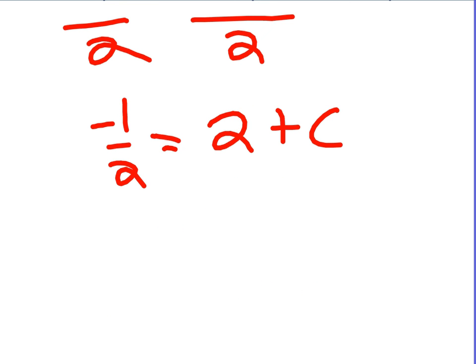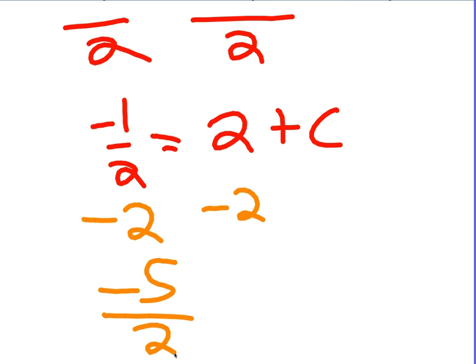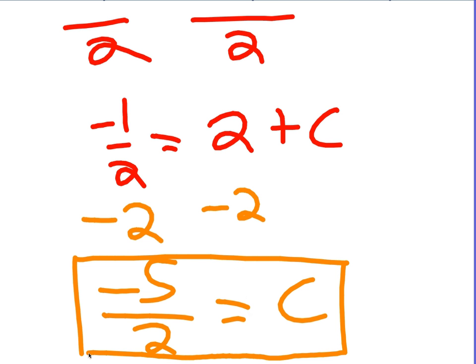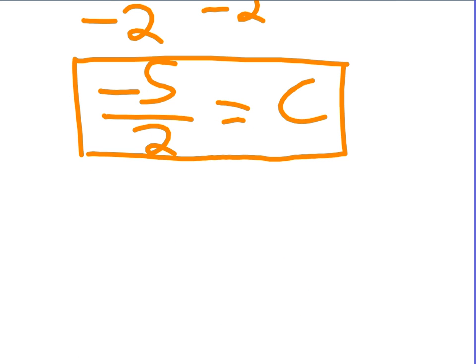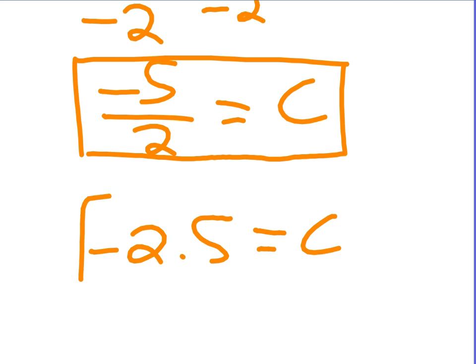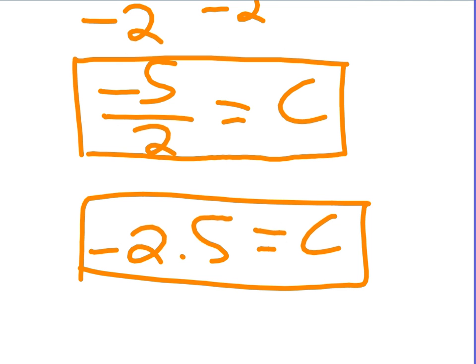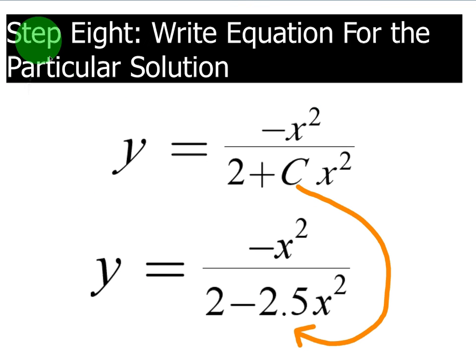And now all I have to do, let's switch colors here, is subtract 2 from both sides. So negative 1/2 minus 2 is negative 2 halves. Negative 2.5, which is negative 5 halves. Okay, and because it's in the denominator, I'm going to write c is equal to negative 2.5. So now all we have to do is take that c value and plug it back into our general solution, and we'll be done. Okay, for our final step, we write an equation for the particular solution.